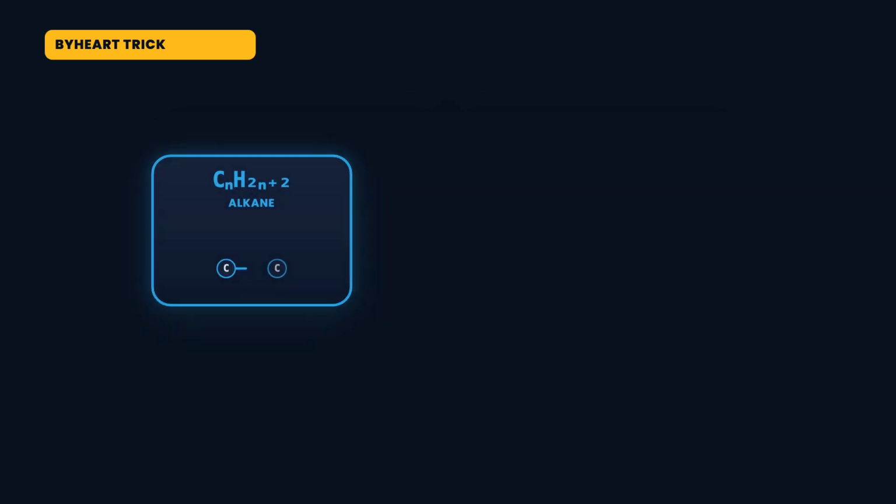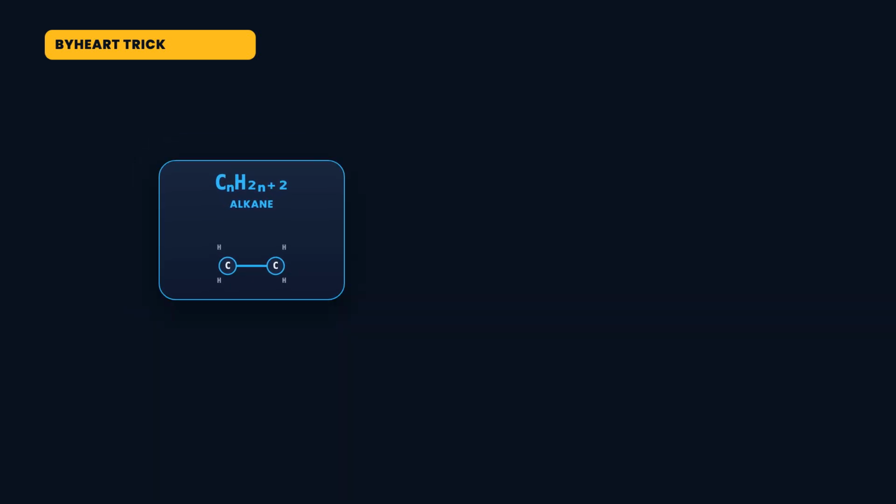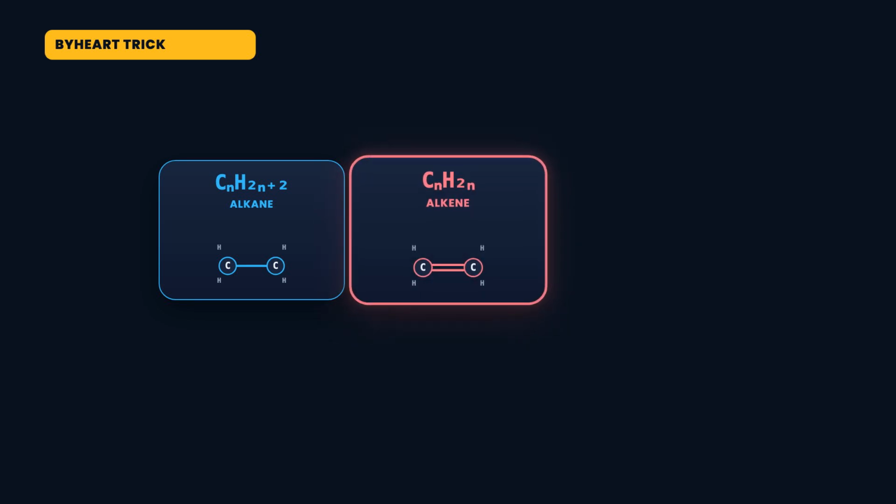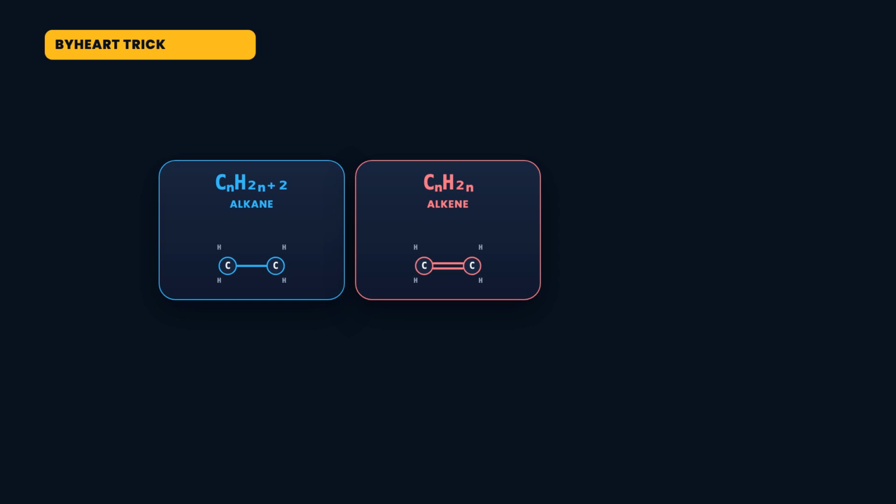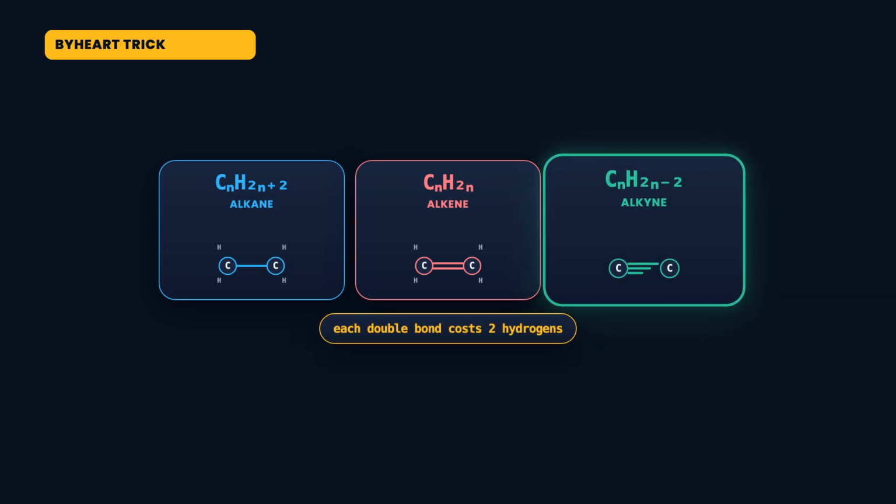3. 3 families to memorize. Alkanes are saturated with only single bonds. Alkenes have 1 double bond. Alkynes have 1 triple bond. Each double bond costs 2 hydrogens.